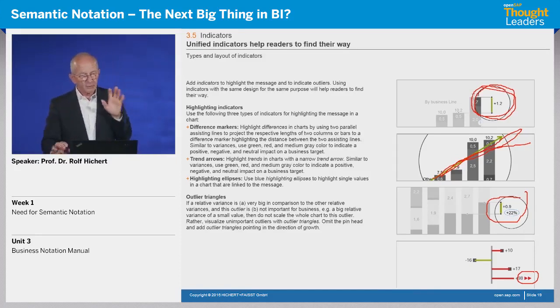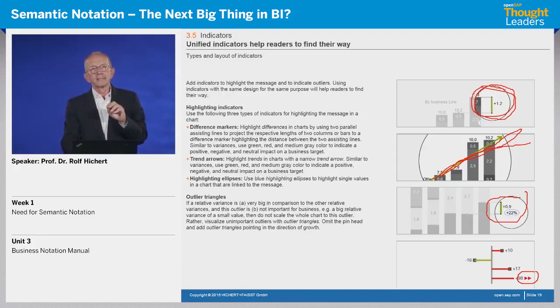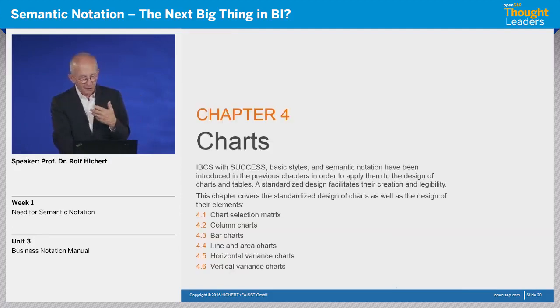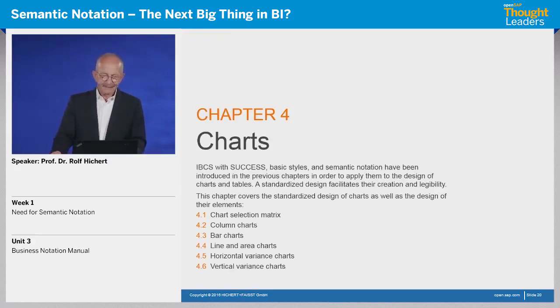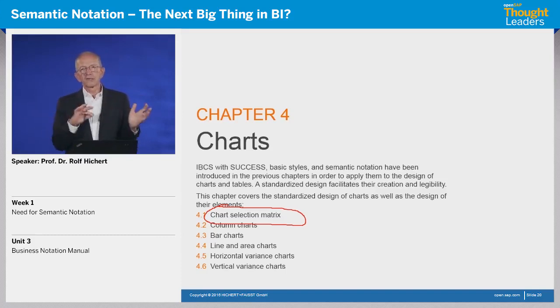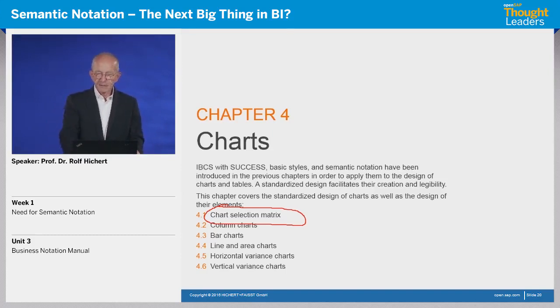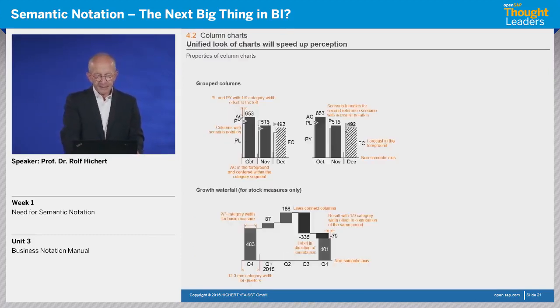Okay, this was chapter 3 of the manual, and now a brief look at other chapters: charts and tables. In the charts chapter, we will come back to this in more detail in the next unit. We have a chart selection matrix, so we really see which chart has to be used for which application, for which expression, for which message. Then we have different column charts, bar charts, lines, and so forth. Let me go into some details.